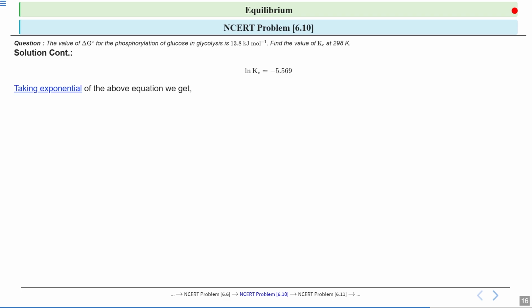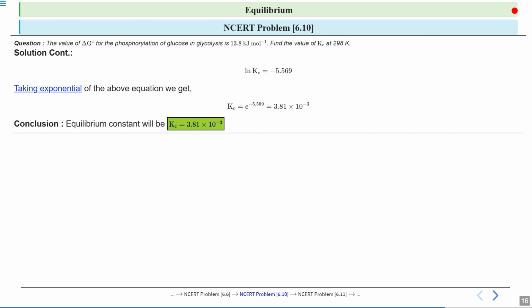Then further we will take the exponential to cancel out this ln. So Kc can be written as e to the power minus 5.569. Just use a calculator in this case. Don't worry, you will get the value of e to the power minus 5.569 in the exam. You don't have to worry about it. If you do this calculation, you will get 3.81 into 10 to the power minus 3.